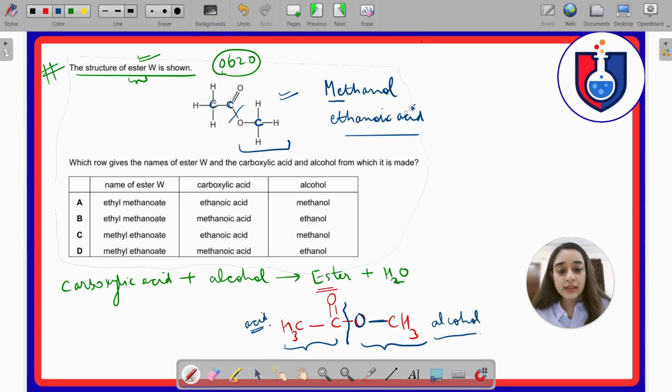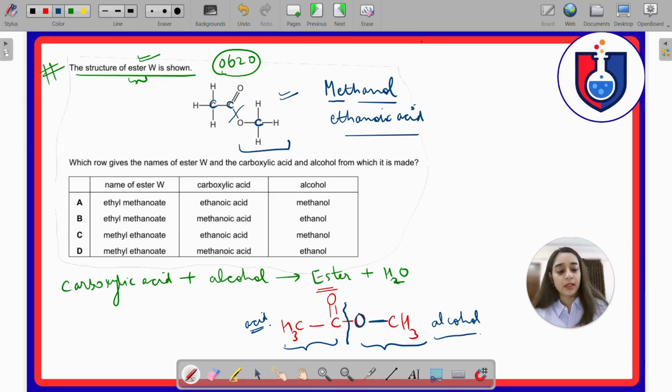So this is sorted, right? By just looking at the ester, we can cut it into halves. We will clearly have the alcohol portion and the acid portion. Now the next question comes of naming this ester. So how will you name this ester?